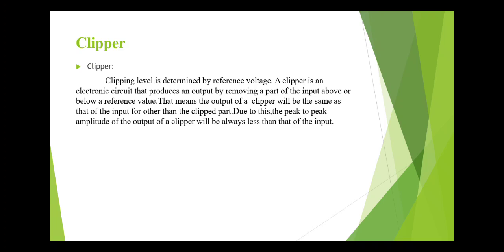Clipping level is determined by a reference voltage. A clipper is an electronic circuit that produces an output by removing a part of the input above or below a reference value. That means the output of a clipper will be the same as that of the input for other than the clipped part. Due to this, the peak-to-peak amplitude of the output of a clipper will always be less than that of the input.